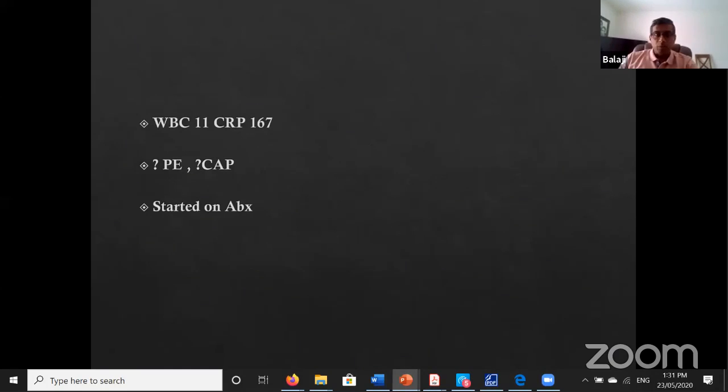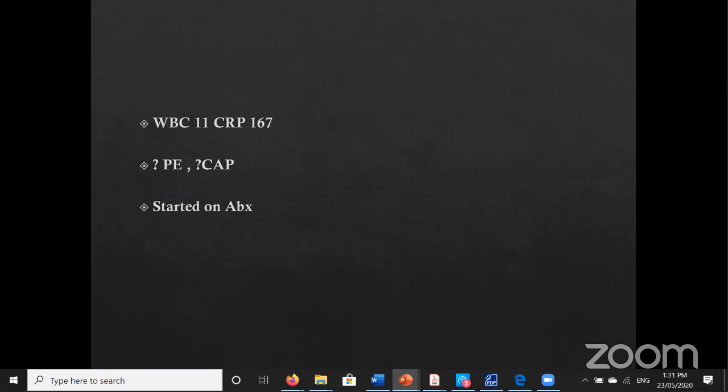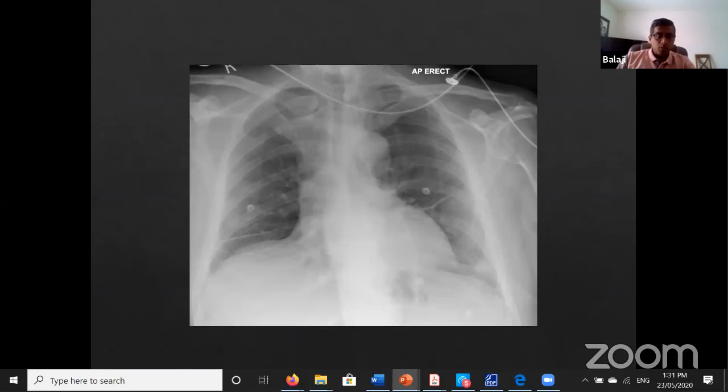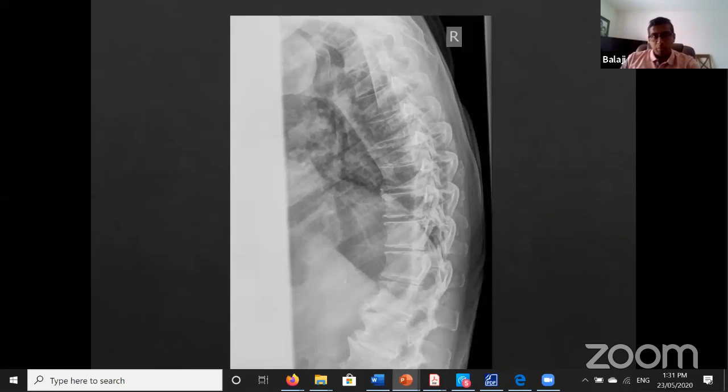His admission white cells were 11. His CRP is 167. They suspect whether he may have community-acquired pneumonia again, or whether he may have pulmonary embolism. They start him on antibiotics. They organized a chest X-ray, which showed blunting of the costophrenic angle and a shadowing around the base of the right lung. Because of complaining of some degree of back pain, they also get an X-ray of his thoracic spine. This shows possible narrowing of a disc space in the mid-thoracic spine.